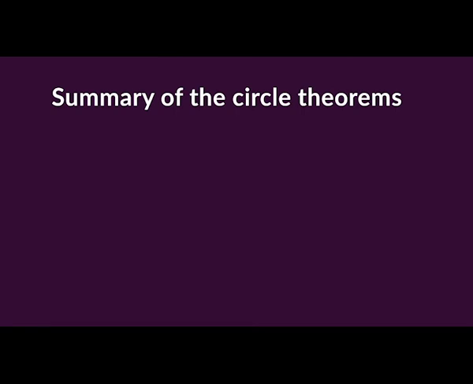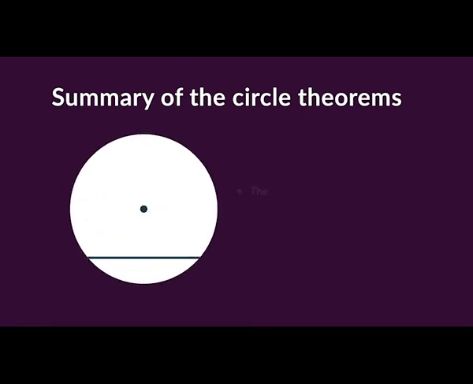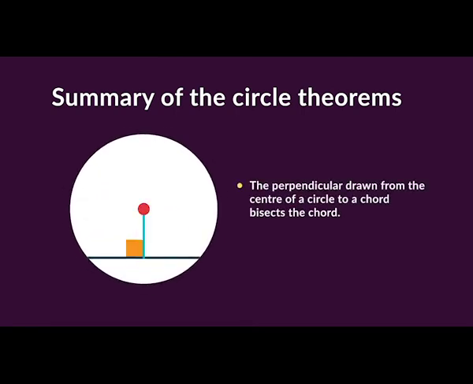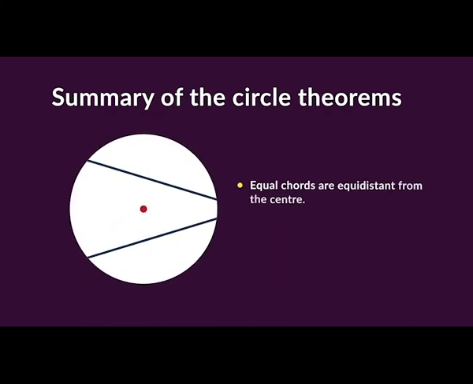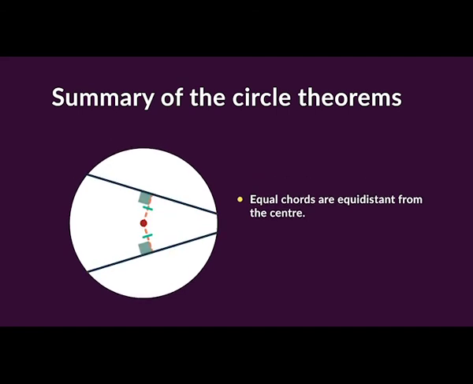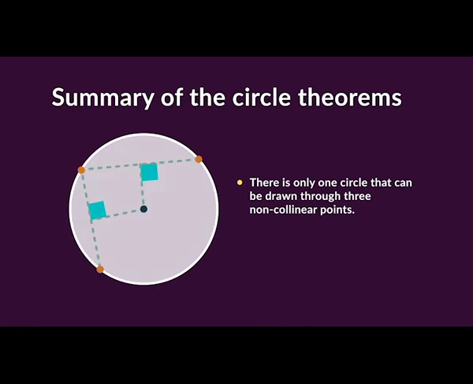These are the theorems and converses we've just covered. The perpendicular drawn from the centre of a circle to a chord bisects the chord. Equal chords are equidistant from the centre. There is only one circle that can be drawn through 3 non-collinear points.